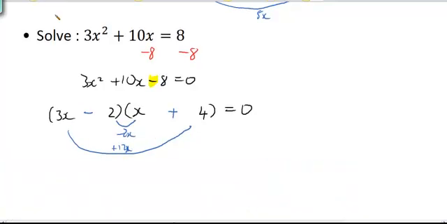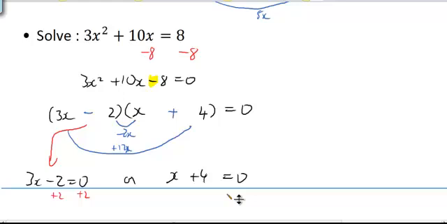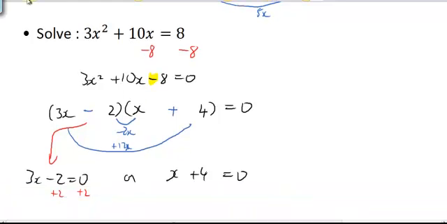But we're not finished, because we're told that this expression is equal to 0, and we're asked to find the values where that's true. So either 3x minus 2 is equal to 0, or x plus 4 is equal to 0. So for this one we have to solve it by, first off, it's 3x minus 2. The opposite of minus 2 is plus 2. So if I add 2 to both sides, it stays equal. So I get 3x is equal to plus 2.